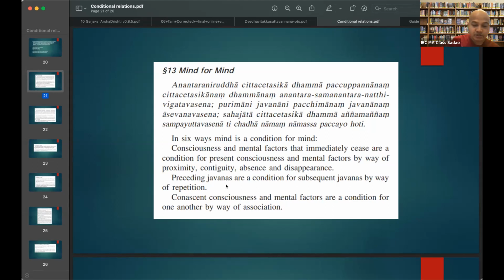Here you have further exposition with regard to javanas. Preceding javanas are a condition for subsequent javanas by way of repetition. So that is why I said it will take some time to really discuss this. Now here you have the idea of javana, right? You have an understanding of javana. In the 17 sub moments, 7 moments represent javanas, right? It may shift from one to another. So what happens in these javana moments is that it takes these 7 sub moments to identify an object. So what is said here is that preceding javanas are a condition for subsequent javanas by way of repetition.